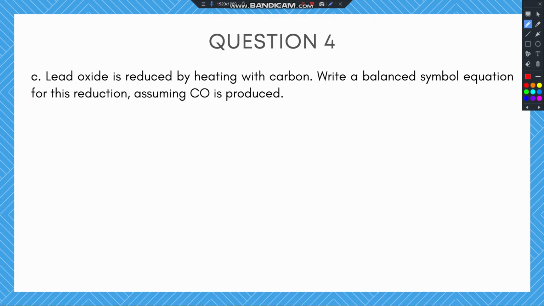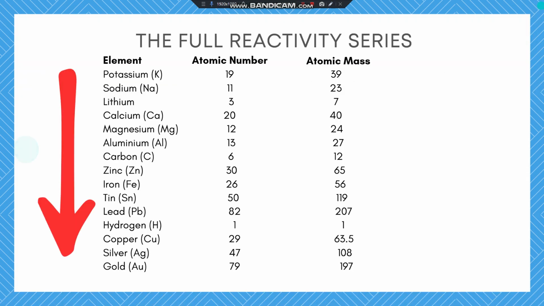Now the third question says lead oxide is reduced by heating with carbon. Write a balanced symbol equation for this reduction, assuming carbon monoxide is produced. So we have lead oxide, which is PbO, plus carbon, which is C. Before we know what to do with this reaction, we have 2 elements that are on the reactivity series. We have lead and we also have carbon. My question is, between carbon and lead, which one is stronger? Let's check our reactivity series chart and see.